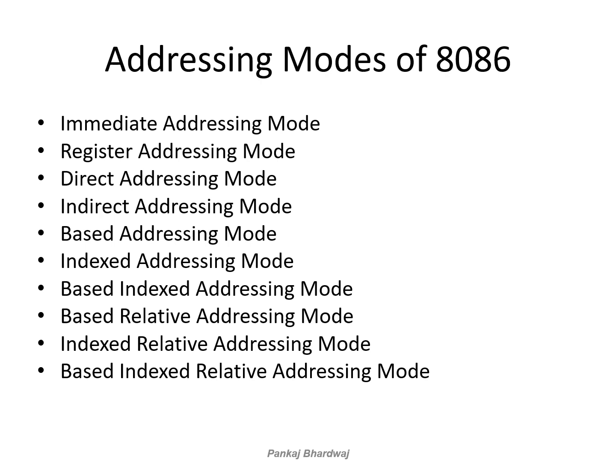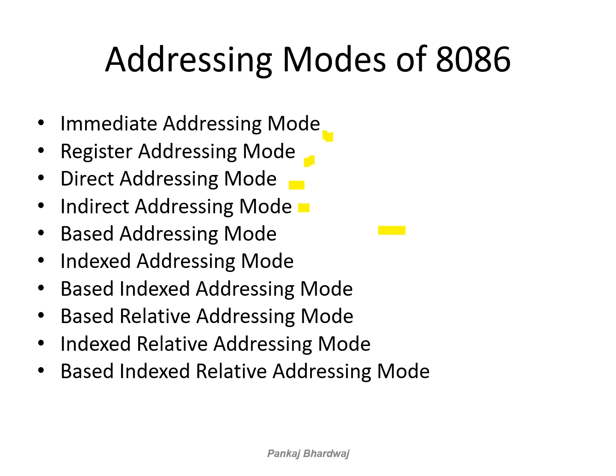Addressing modes of 8086. We have immediate addressing mode, register, direct, indirect. We have already discussed these four addressing modes in the 8085 microprocessor.